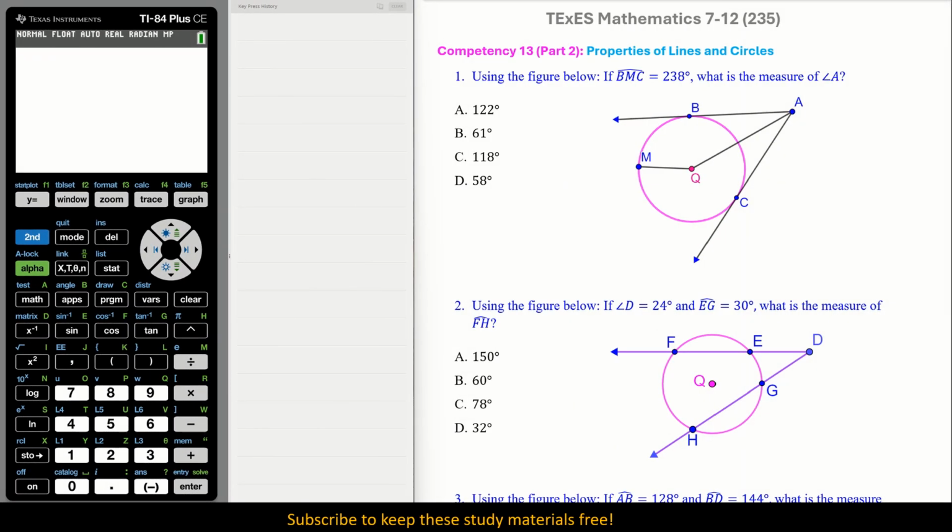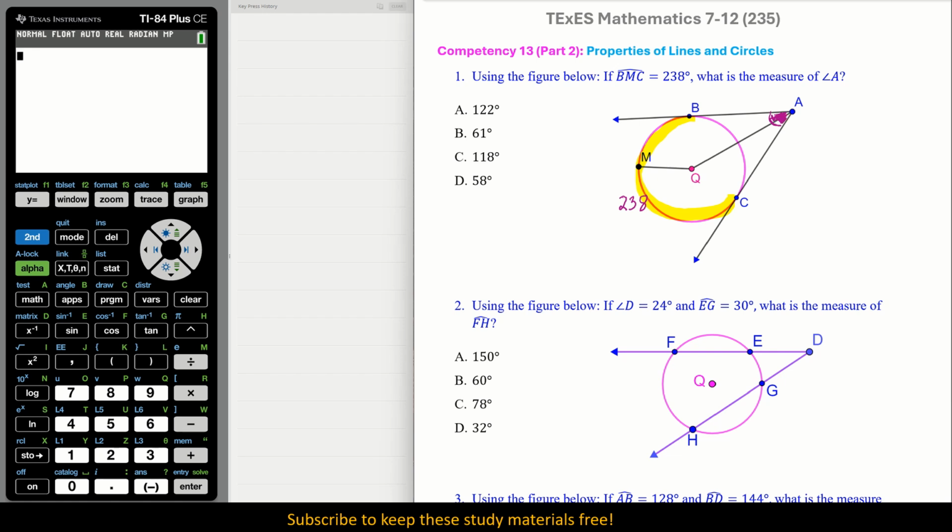Number 1, using the figure below, if arc BMC, let's highlight that, this arc right here, equals 238 degrees. So let's put 238 right here. What is the measure of A? So this would be angle A right here.